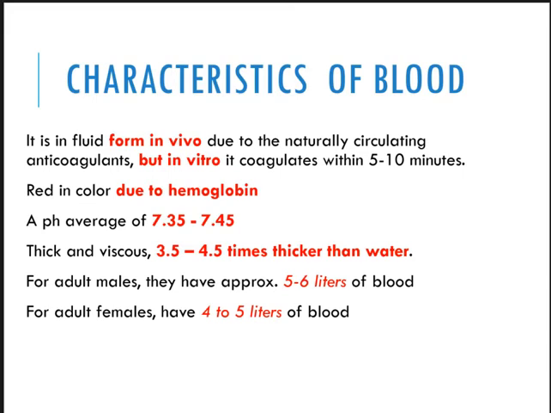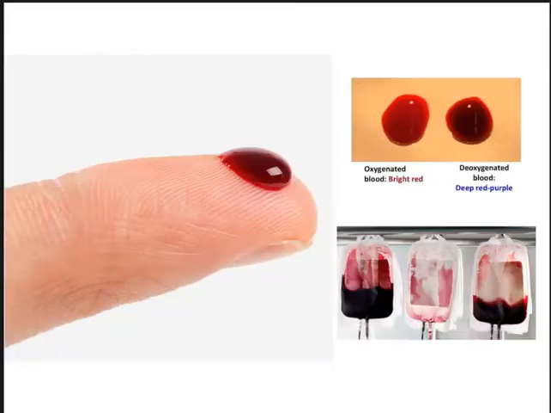On average, an adult male has 5 to 6 liters of blood, while adult females have 4 to 5 liters of blood. Males have a lot more blood in them because males have increased body mass. Next, let me show you a picture.